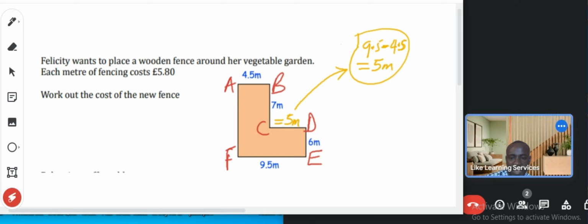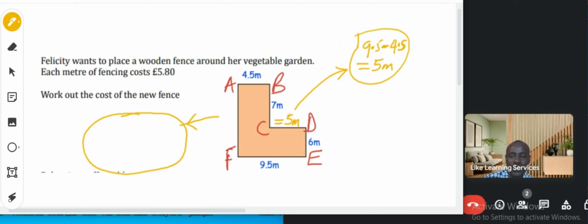Okay, how do you get A to F? How do you get A to F? 7 meters and 6 meters. Good, 7 meters and 6 meters. So what do you think A to F should be? Speak up. 1 meter. Oh, no, you're not minusing because it's longer.